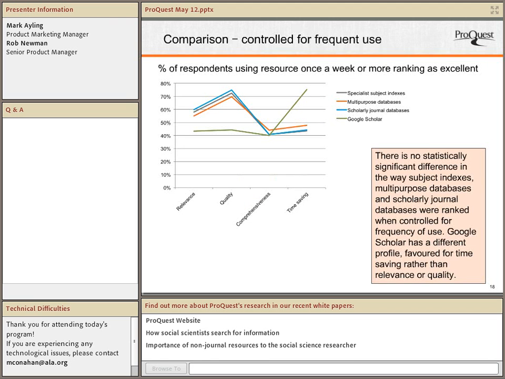When we controlled for how frequently they were using these, then there was no real difference in the way the respondents ranked specialised subject indexes, scholarly journal databases like JSTOR or Sage, or a multi-purpose platform like ProQuest or EBSCO Aggregation. Google Scholar then looks a little bit different, where it's favoured for time saving rather than the relevance or the quality of the results. Again, it's not a surprising finding, but it's still interesting to have data backing up what we might assume or hear anecdotally.